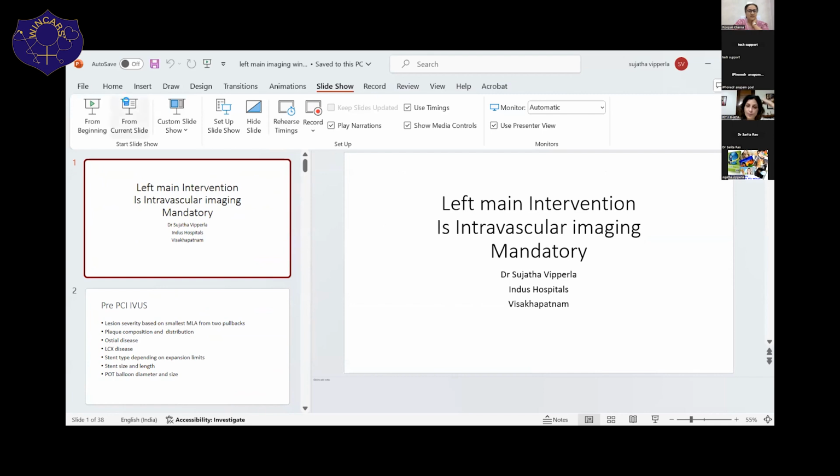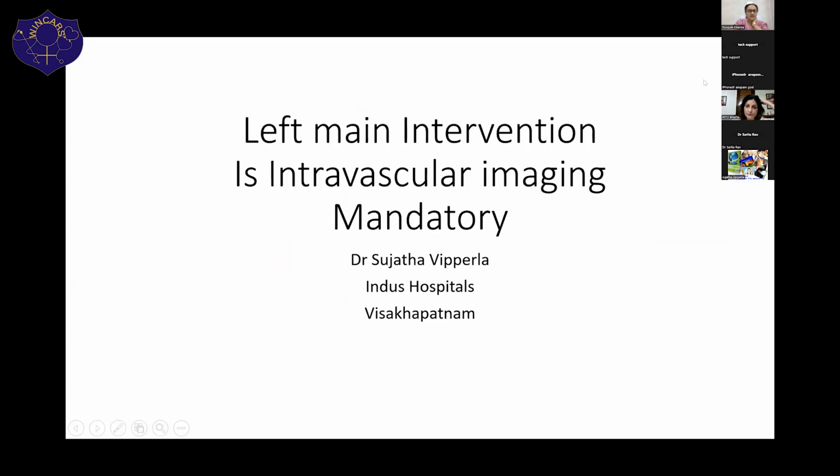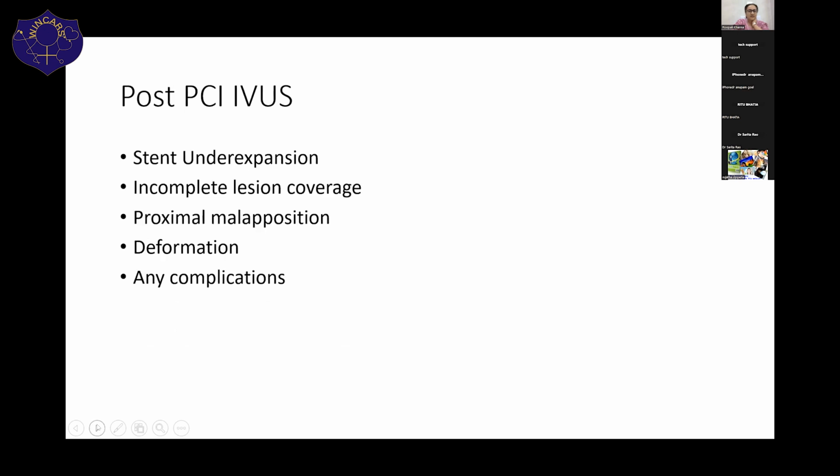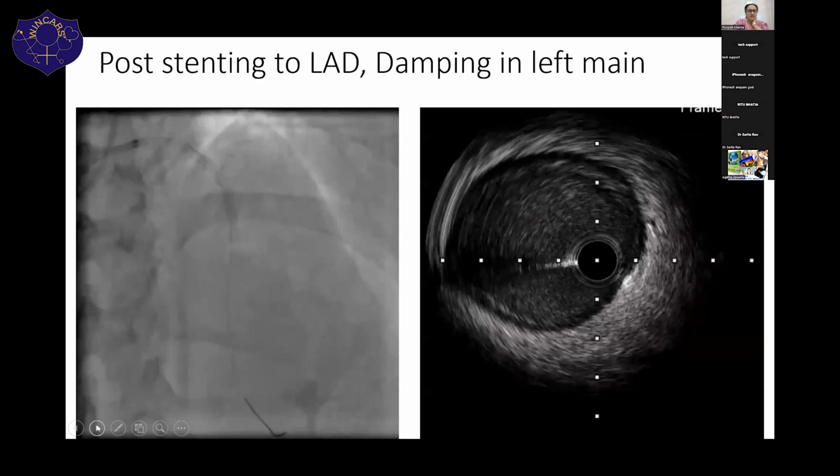Yeah. So my topic is: left main intervention, is intravascular imaging mandatory? That's what I am talking about. In pre-PCI IVUS, you look at certain things. You look at the plaque composition. You look at the ostial disease, circumflex disease. You can decide upon the stent size, length, and the balloon. In post-IVUS, what we have to do is look for under-expansion, incomplete lesion coverage, any malapposition, deformation, or any complications.